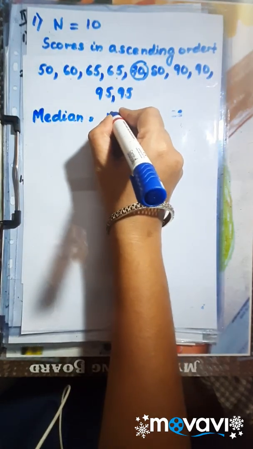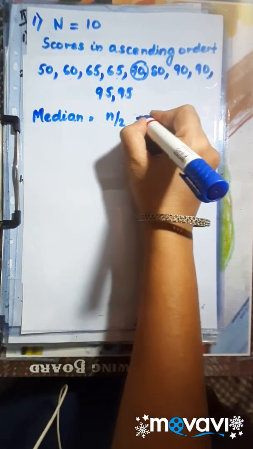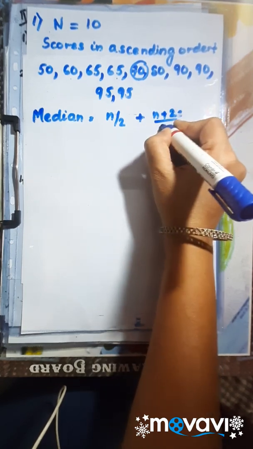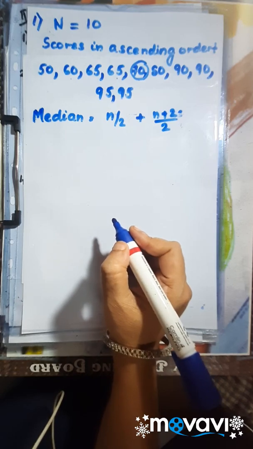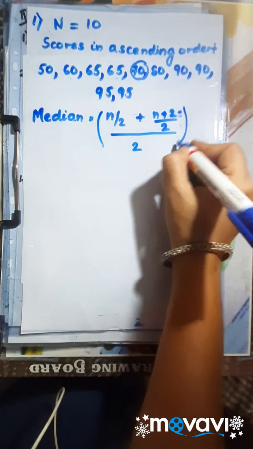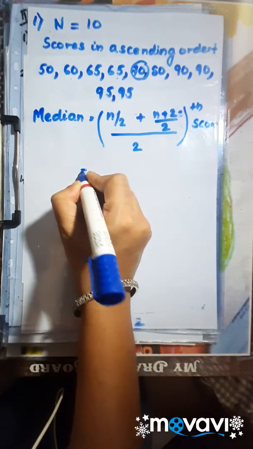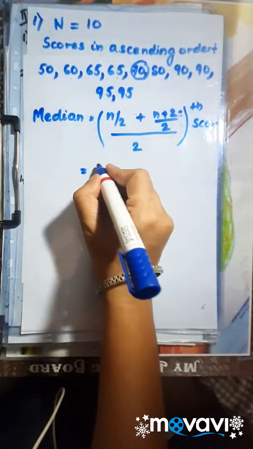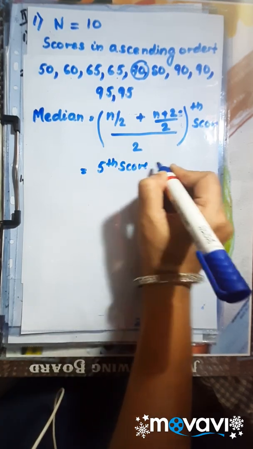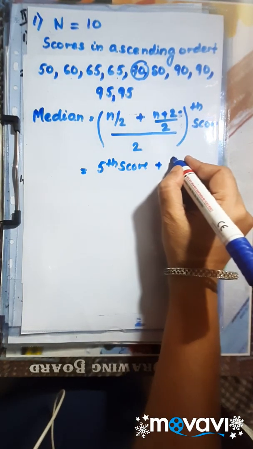Even number. So n upon 2 plus n plus 2 upon 2, divided by 2, that score. Okay, now how much is n? 10. 10 upon 2 is the fifth score, plus 10 plus 2, 12 upon 2 is 6.